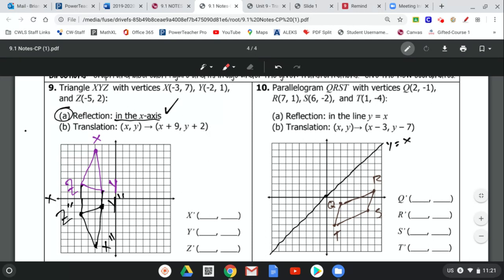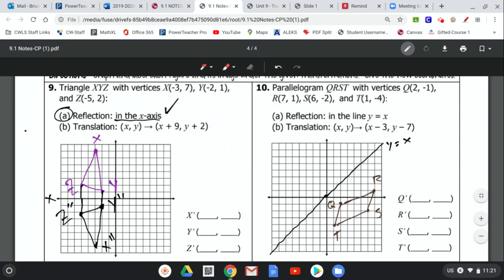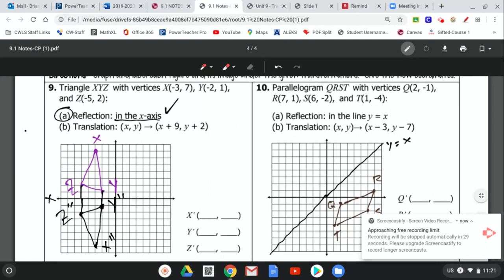So now we got to translate that figure, okay? And we have to move it in the positive x direction, 9, and in a positive y direction, 2, okay? So we're moving all the values in a positive x direction, so to the right, and a positive y direction, so we're going to move up. So it looks like we're going to get cut off with this video, but we'll finish it in the next video here.